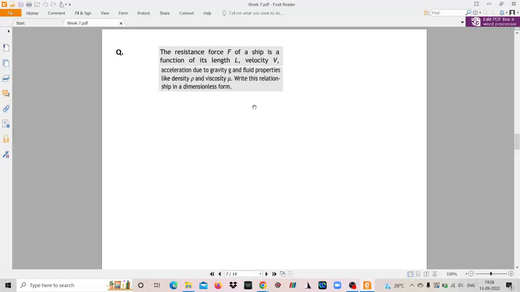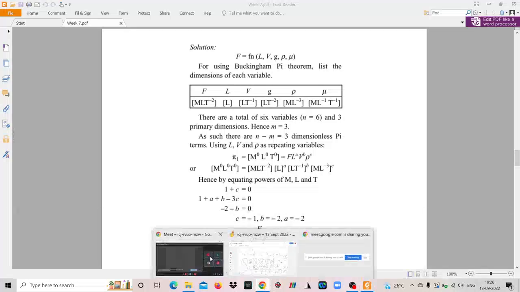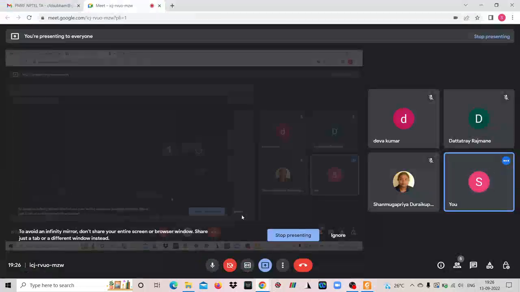So, we have seen that there is Buckingham's pi theorem. Okay, so just give me a second. My laptop charge. Yeah, just 1 second.